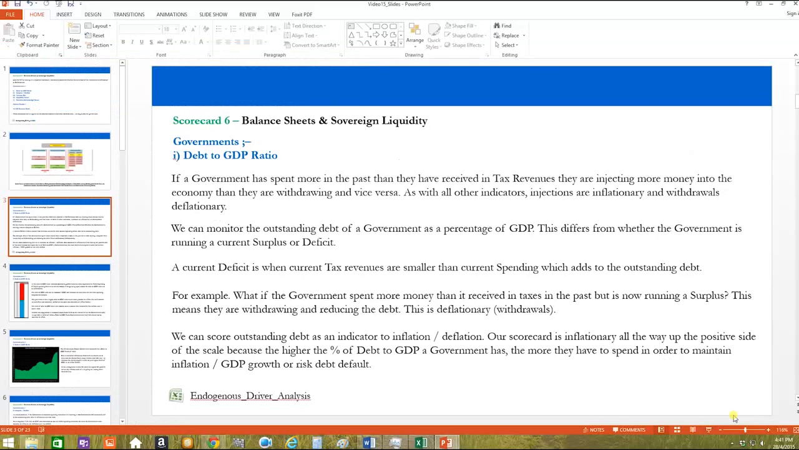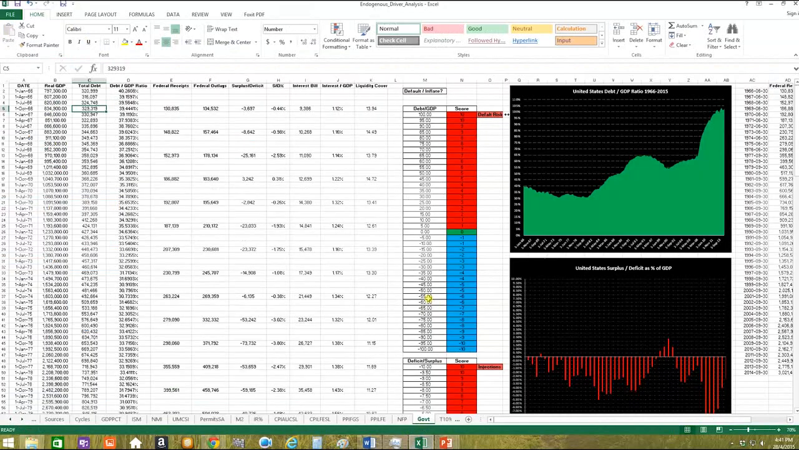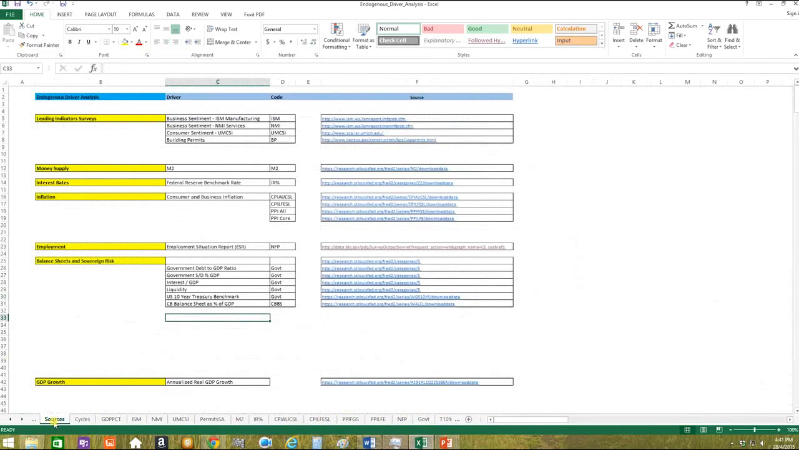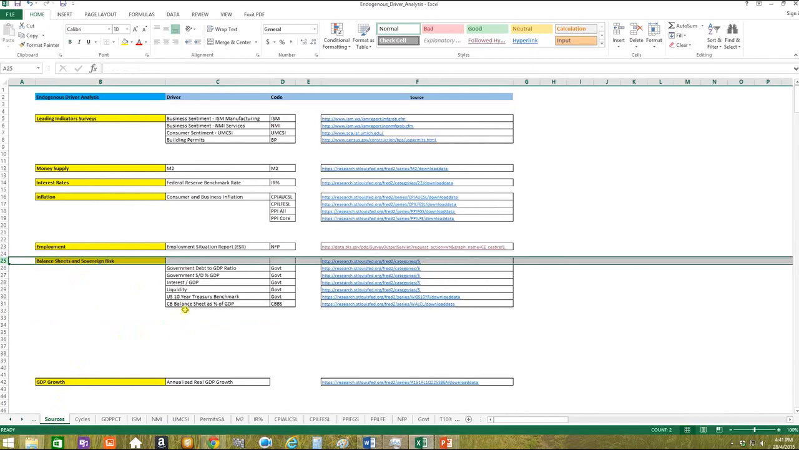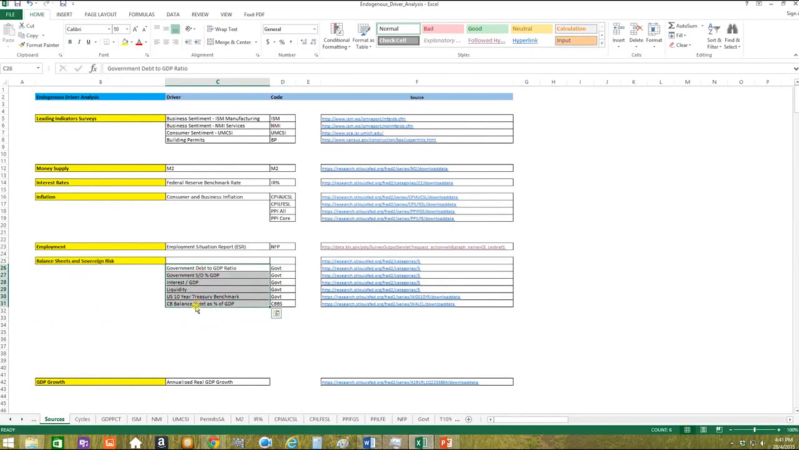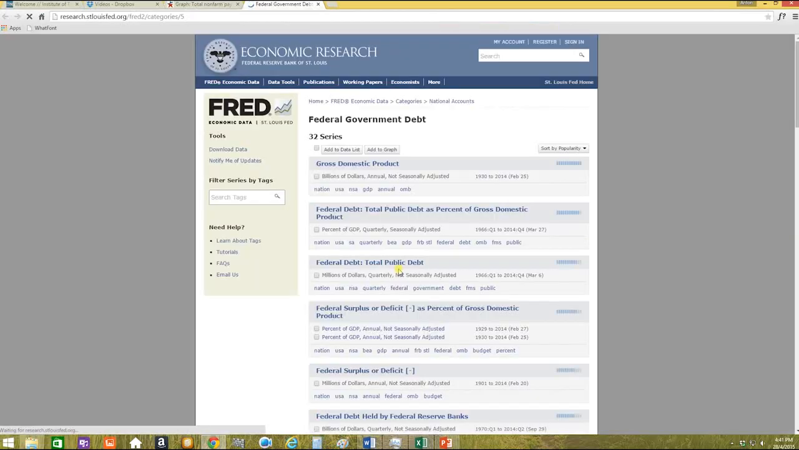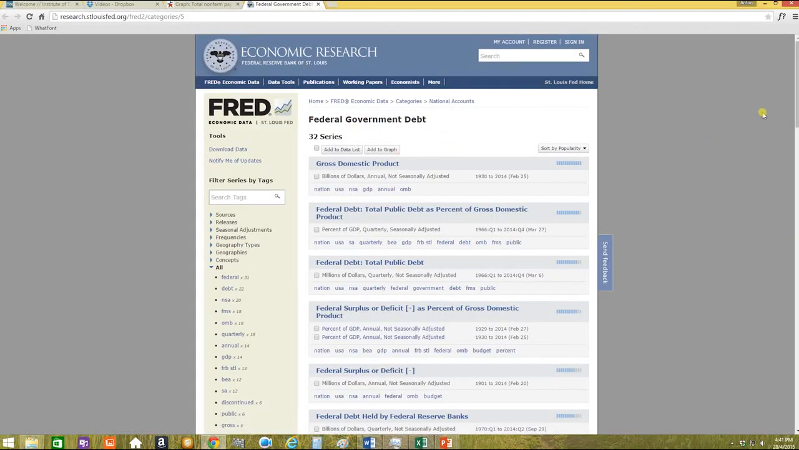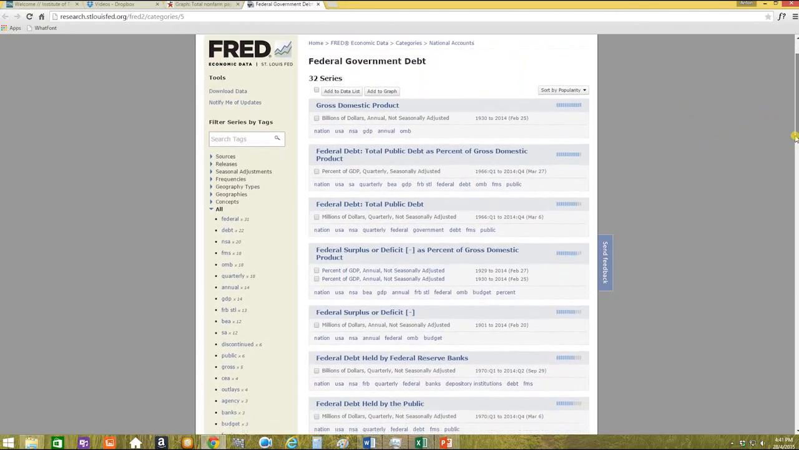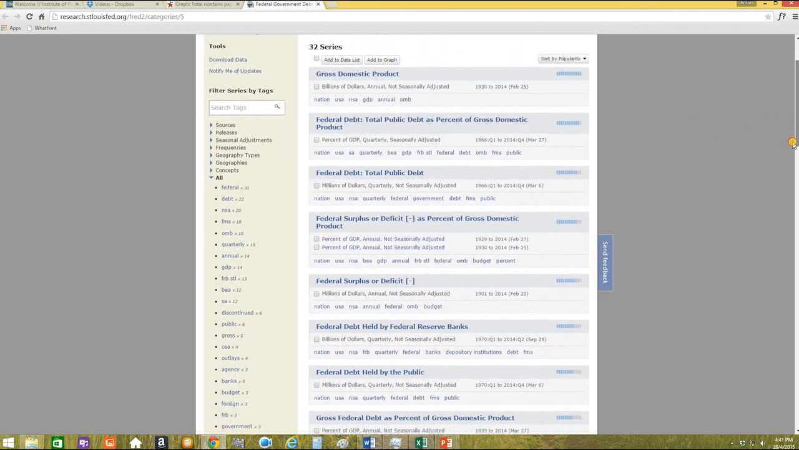So let's go over to the spreadsheet, and the tab we want is here in the government file, the government spreadsheet, as part of our overall endogenous driver analysis. If we go over to the sources area, the row that you want is row 25, and you can see all of our central authority drivers here. And if you click here into the government debt to GDP link, you're going to get a whole series of federal government debt variables or data sets.